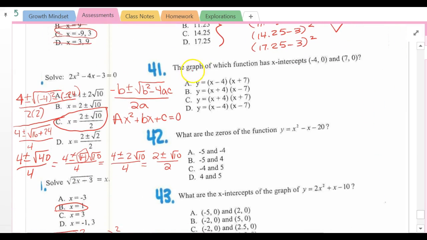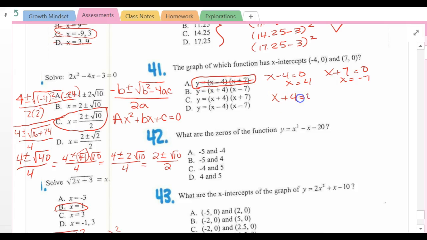All right, 41 says the graph of which function has x-intercepts at -4, 0, and 7, 0. So you're trying to solve each of these for 0, okay? So I'm going to set x minus 4 equal to 0, x plus 7 equal to 0. This one gives me x equals 4. This one gives me x equals -7, so that's not it.